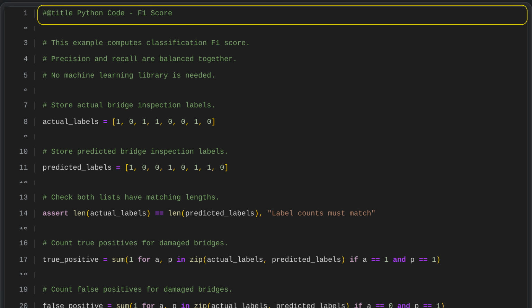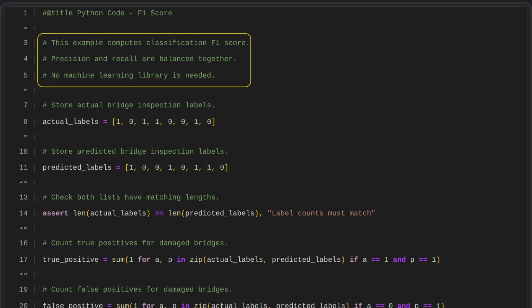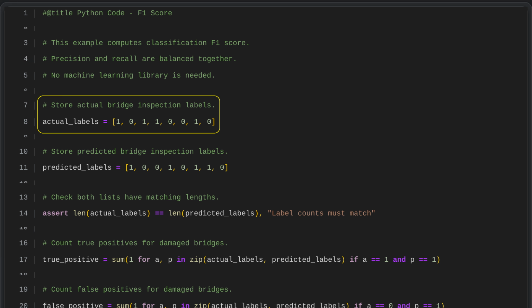Python code, F1 score. This example shows how to compute the F1 score for classification by combining precision and recall into one balanced measure. It can be done directly without using a machine learning library. We define a list of true bridge inspection results, where each value shows whether a bridge is damaged or undamaged. These actual labels will later be compared with predicted labels to measure prediction accuracy.